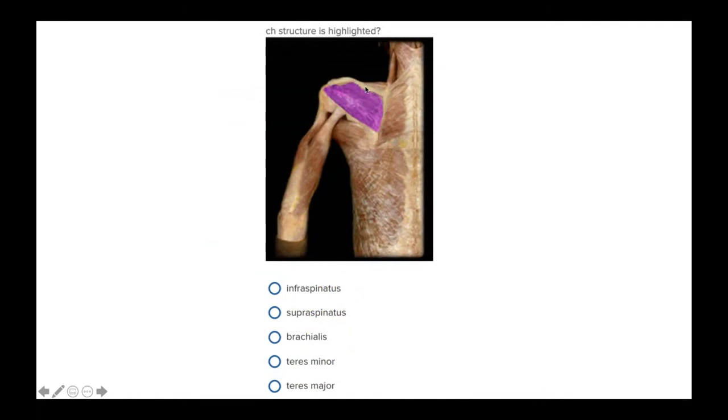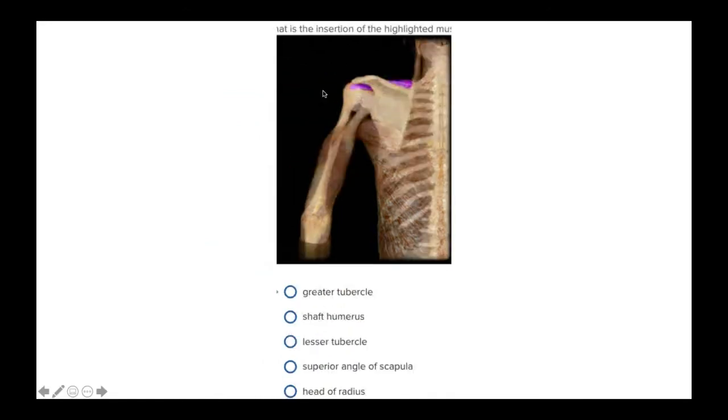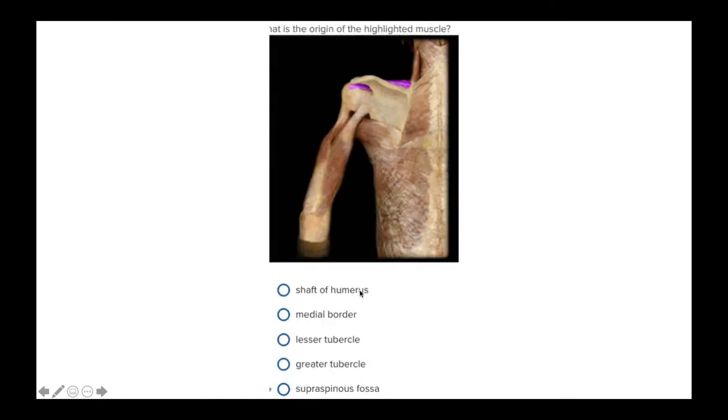What is the structure highlighted? So this is the muscle below the spine of the scapula. That is the infraspinatus. That is your external rotator. It originates on the infraspinous fossa and inserts on the greater tubercle. What is the insertion? Greater tubercle of the humerus. Greater tubercle.